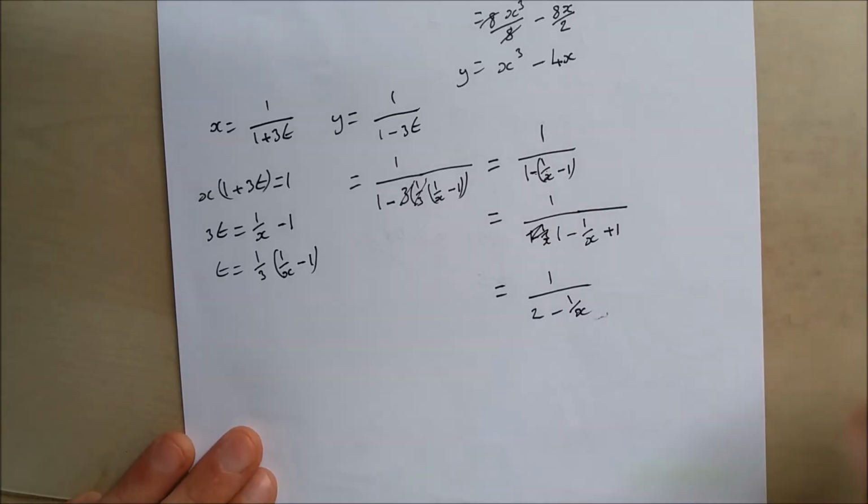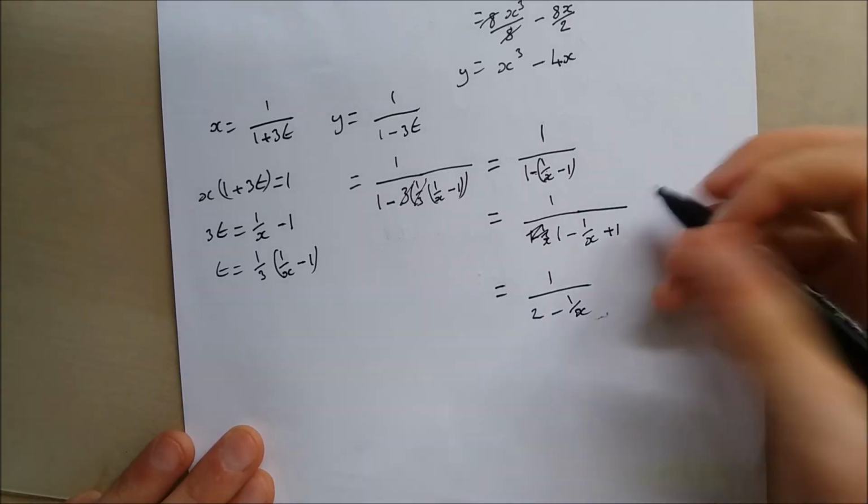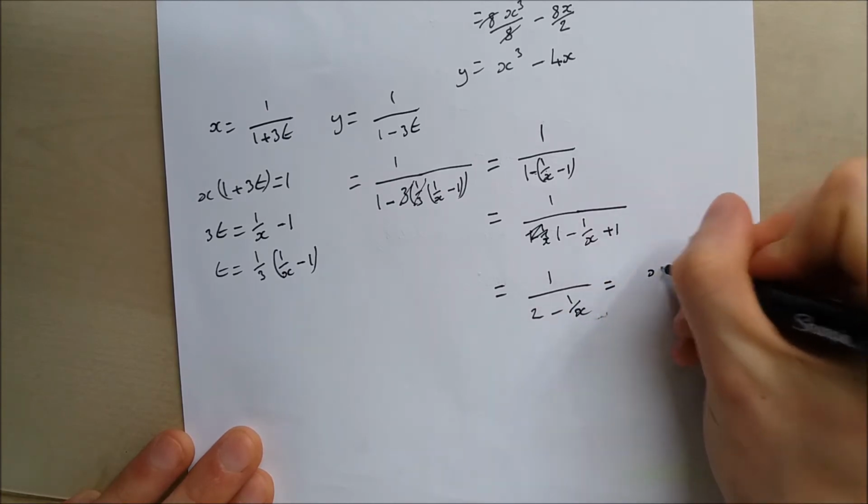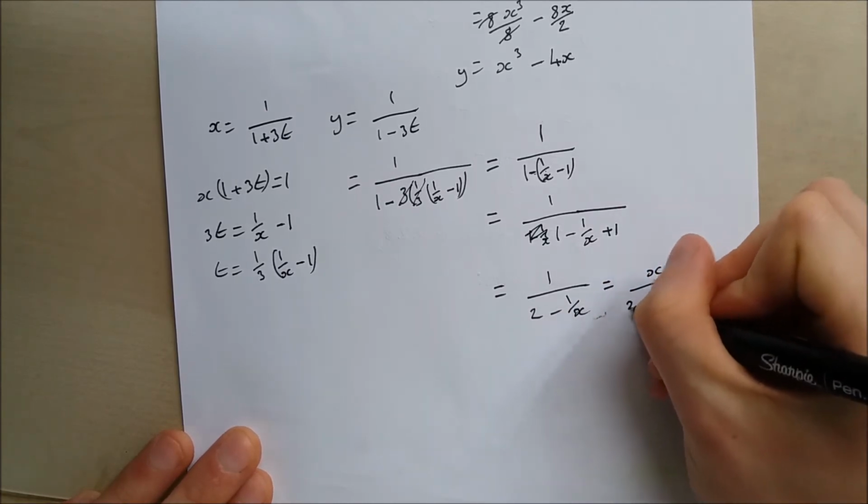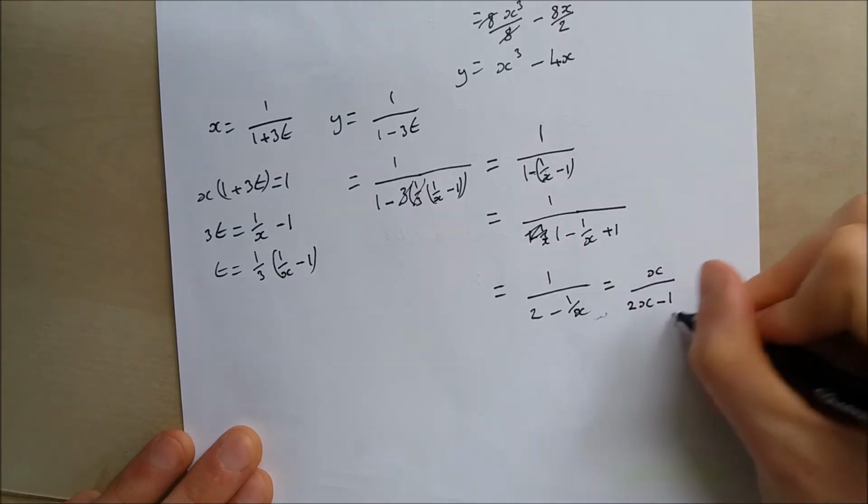And then you can leave it like this, or if you don't like having a fraction on the bottom, you can just multiply through by x, and you'll have x over 2x minus 1.